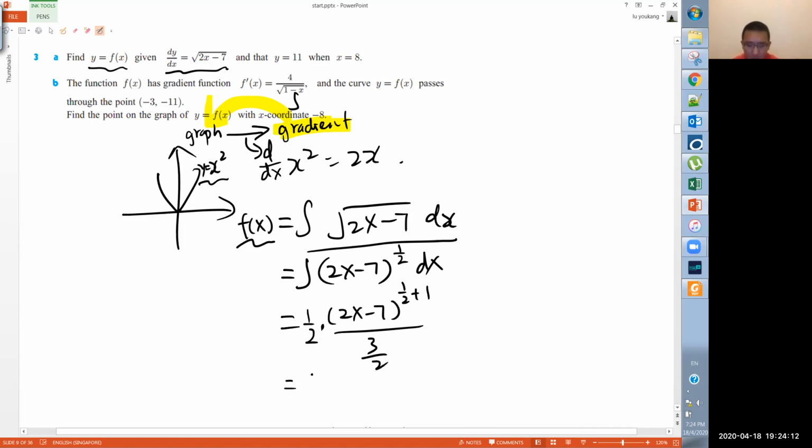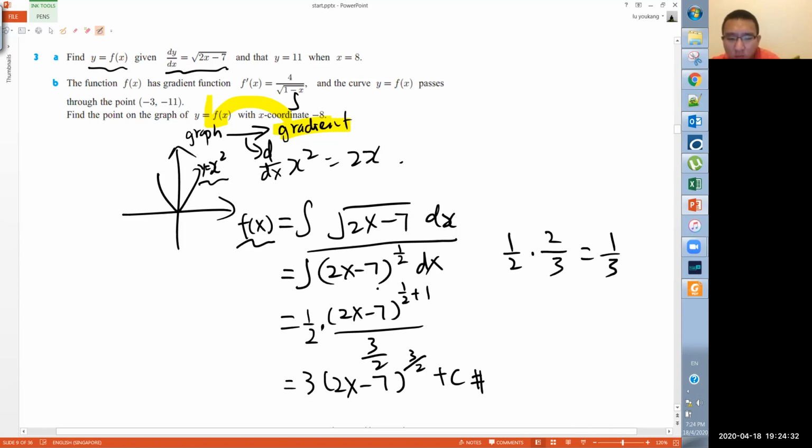So basically you end up with 3 2x minus 7 and then 3 over 2, plus c. Let me double check. So you should flip it. Okay, so you are supposed to have 1/3, so this times flip it. So I'm supposed to have 1/3 here, not 3. Yeah. Okay, let me change it. Okay, and then you are supposed to have your plus c.